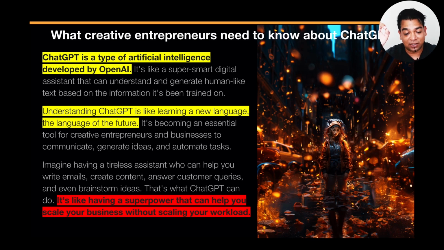Understanding ChatGPT is like learning a new language, the language of the future. It's becoming an essential tool for creative entrepreneurs and businesses to communicate, generate ideas, and automate tasks. Imagine having a tireless assistant who can help you write emails, create content, answer customer queries, and even brainstorm ideas. That's what ChatGPT can do. It is like having a superpower that can help you scale your business without scaling your workload.